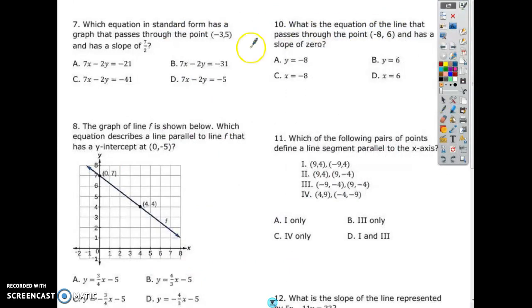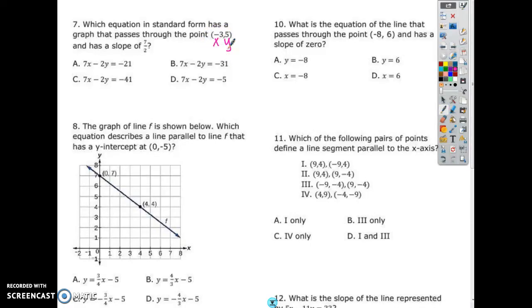It says, which equation in standard form has a graph that passes through the point negative 3, 5, and a slope of 7 halves? Okay, so how we're going to go about problem number 7 is just like problem number 5. Okay? We're going to put our points in Desmos. So this is x and this is y.